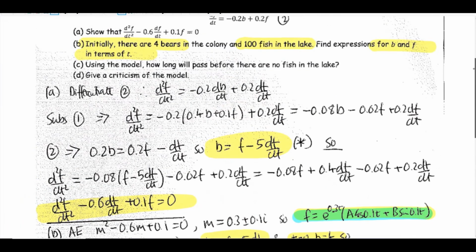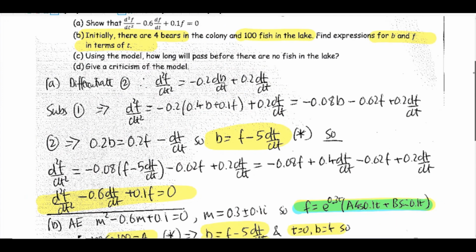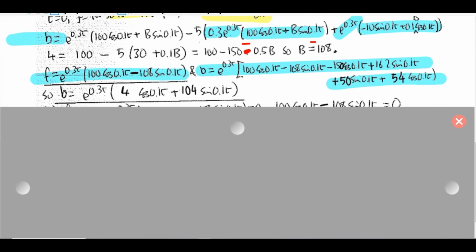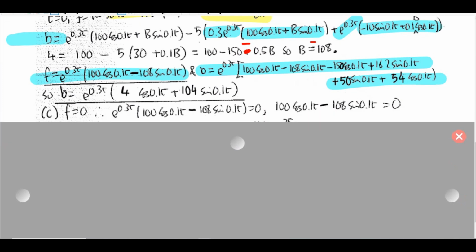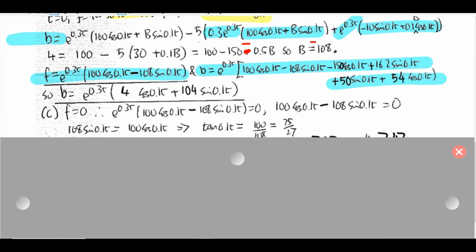Part C says, using the model, how long will pass before there are no fish in the lake? So what this means is we have to solve f is 0. If you put the expression for f equal to 0, you get e to the 0.3t bracket 100 cos 0.1t minus 108 sine 0.1t is 0. It's factorized. The factor of e to the 0.3t cannot equal 0, so only the bracket can equal 0: 100 cos 0.1t minus 108 sine 0.1t is equal to 0.